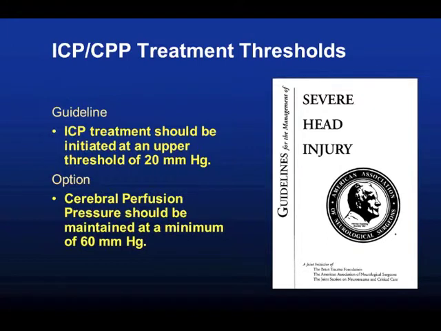So you got your monitor in, and you're going to write your orders. So what are your basic goals? Well, most ICP literature happens to come from the TBI literature, and these guidelines for the management of severe traumatic brain injury say that you should keep the ICP below 20, and you should try to maintain the cerebral perfusion pressure at a minimum of 60, but not much more than that either.